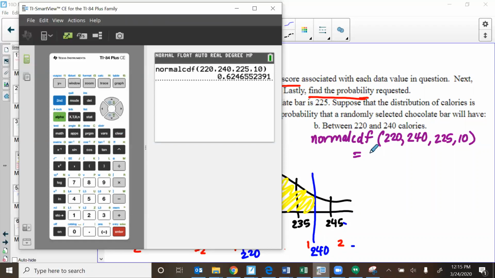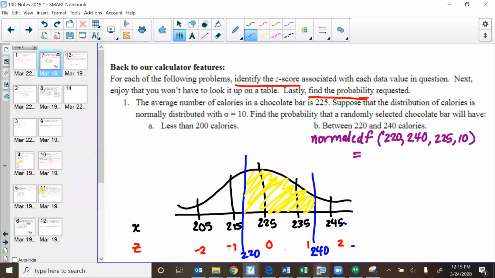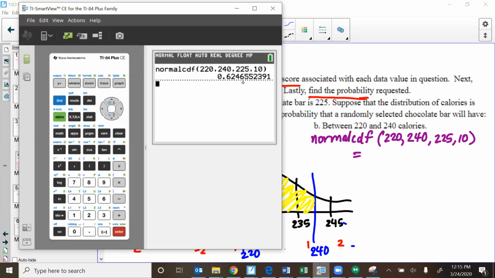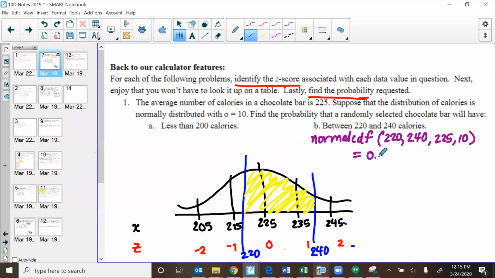And so then I get 0.625, or 62.5% of the probability, or of the data. So the probability that a candy bar you pick will have between 220 and 240 calories is 62.5%. There's a 62.5% probability that that is what you will choose.